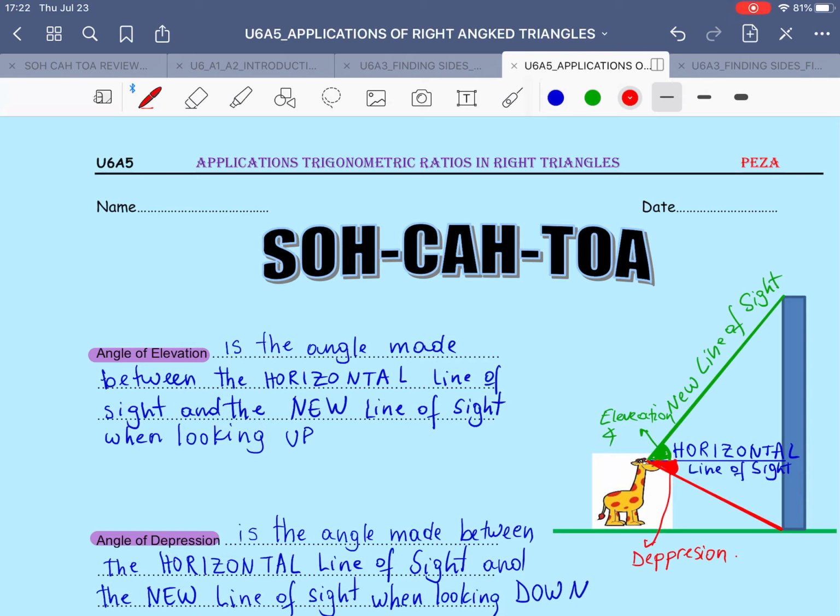The same thing with elevation. Sometimes we use the term inclination. So inclination for up, declination for down, or elevation for up, depression for down. It doesn't really matter. The meaning is there, okay?